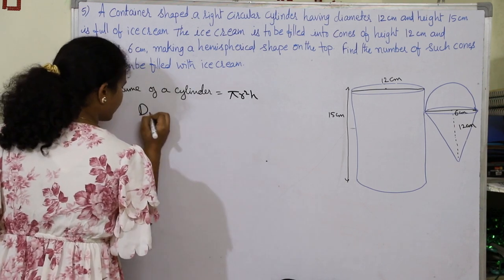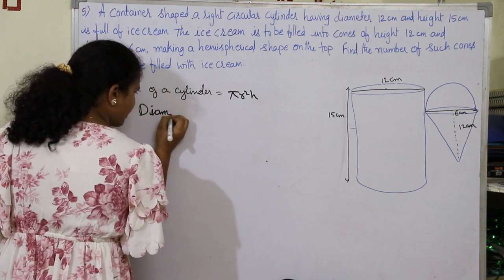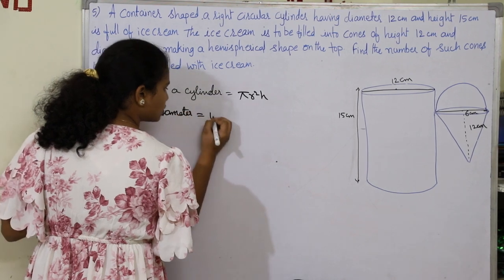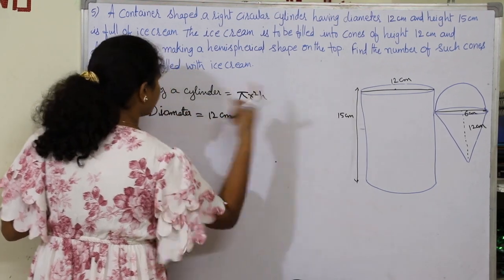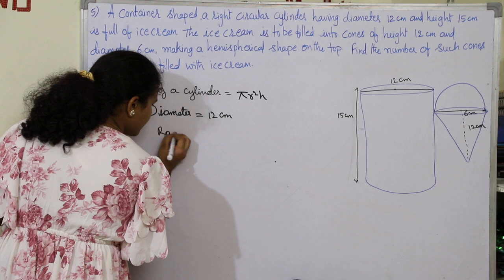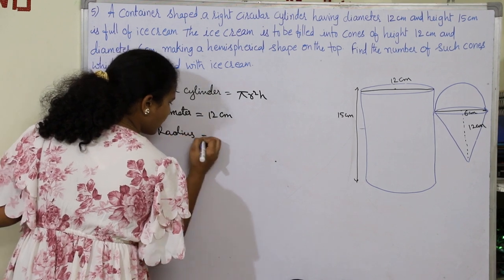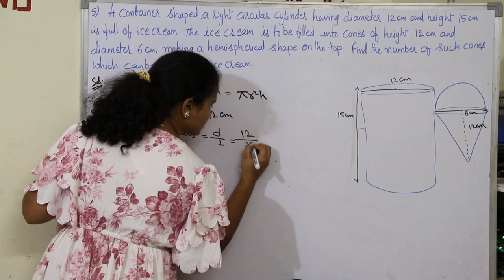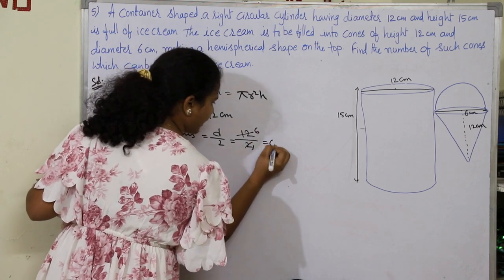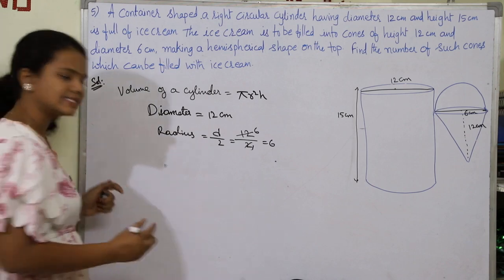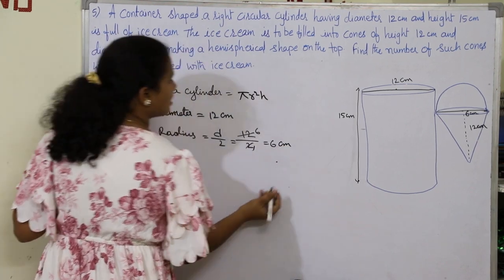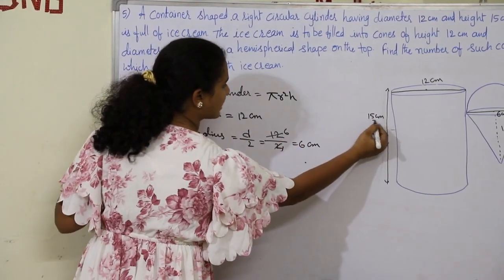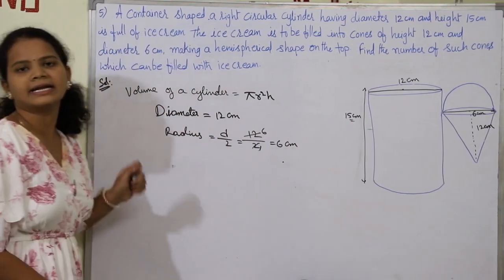Here the diameter equals 12 centimeters, so what will be the radius? Radius means diameter by 2, where d equals 12 by 2, so 2 times 6 is 12, therefore the radius equals 6 centimeters. Now the height h equals 15 centimeters.